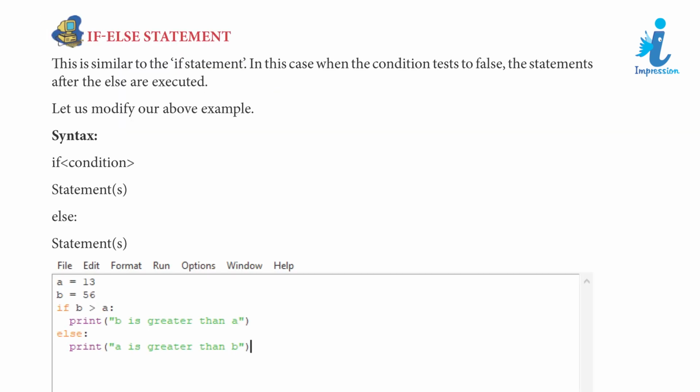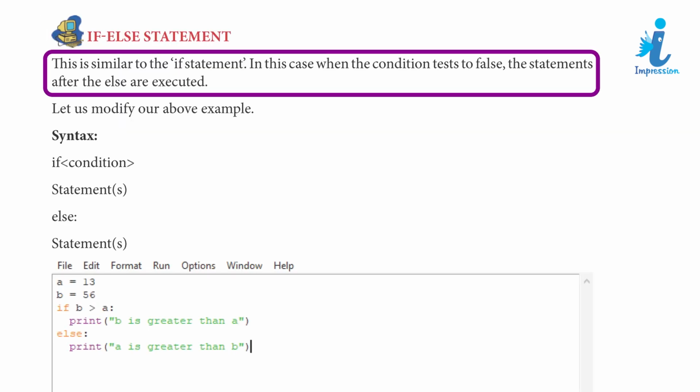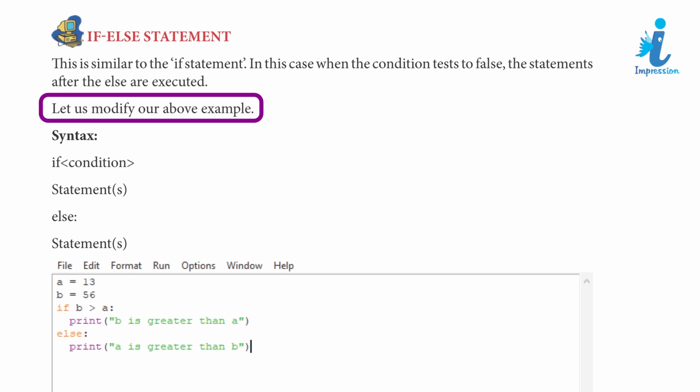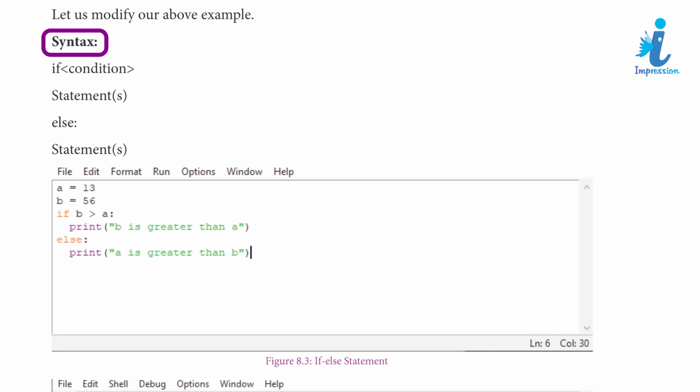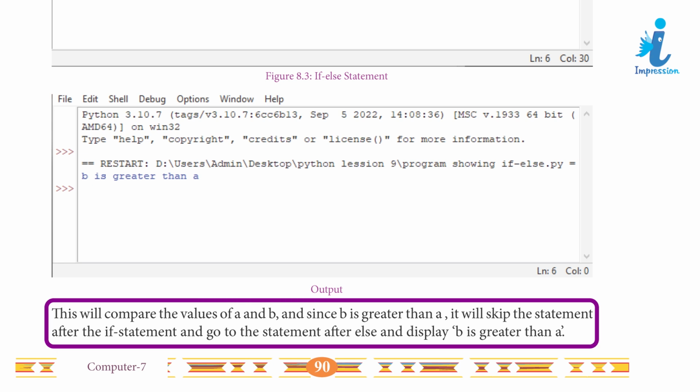If-else statements. This is similar to the if statement. In this case, when the condition tests to false, the statements after the else are executed. Let us modify our above example. Syntax: if condition, statement, else, statement. This will compare the value of A and B. Since B is greater than A, it will skip the statement after the if statement and go to the statement after else and display B is greater than A.